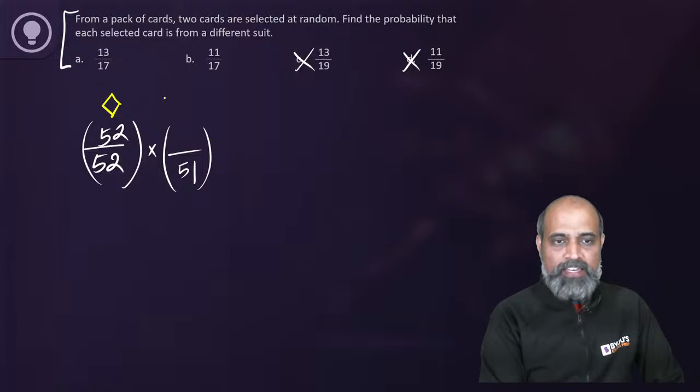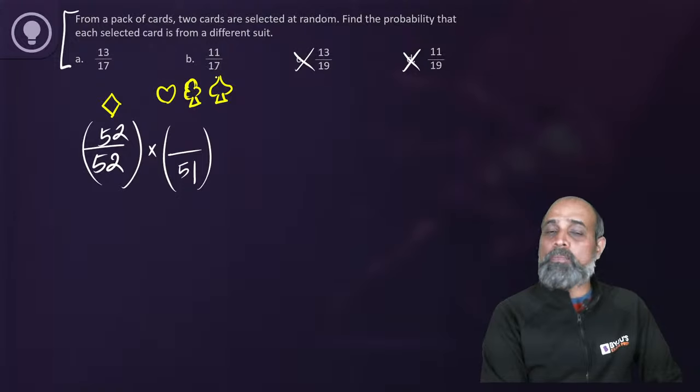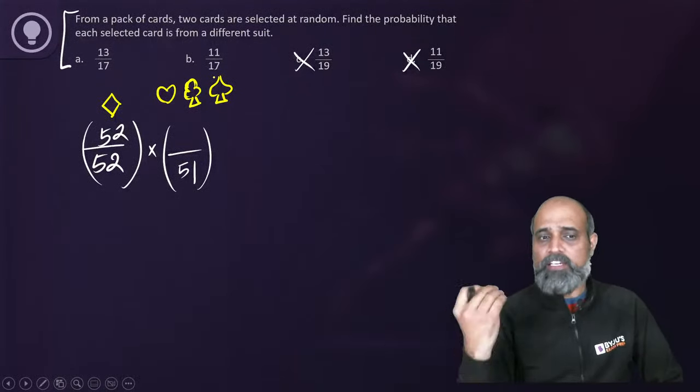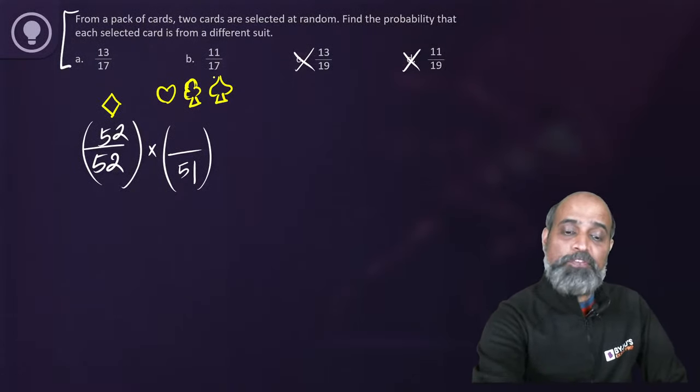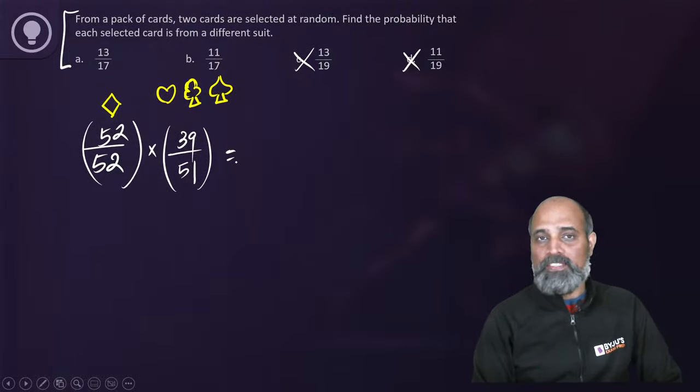So can we say this card could be a heart, this card could be a spade, a club, and it could be a spade card. So how many cards do we have of each type? Hearts are 13, spades you have got 13, and clubs also you have got 13. So can we say we will have a total of 13, 13, 13, which is 39 cards with us? What will this result in?